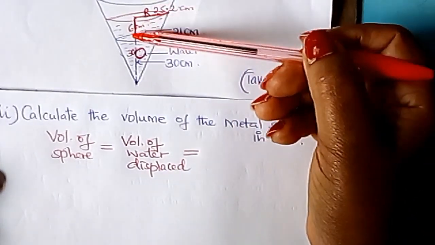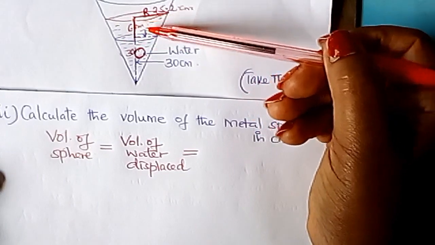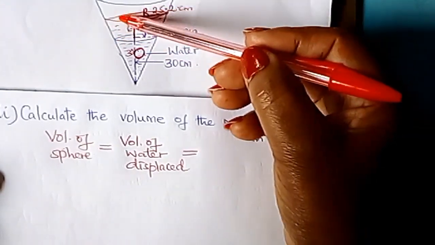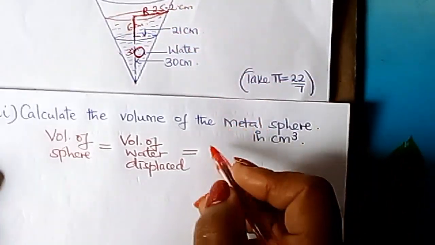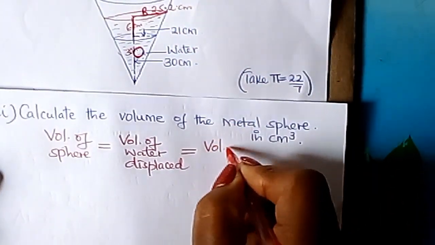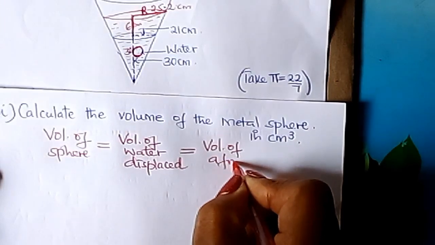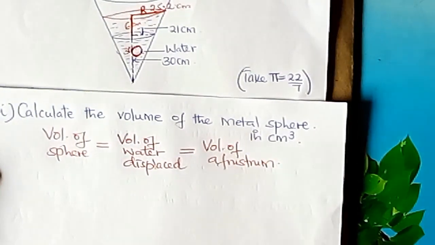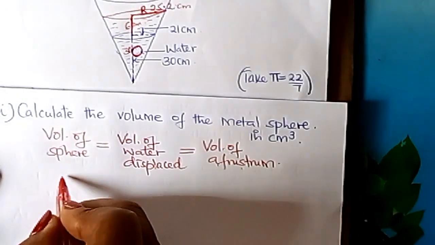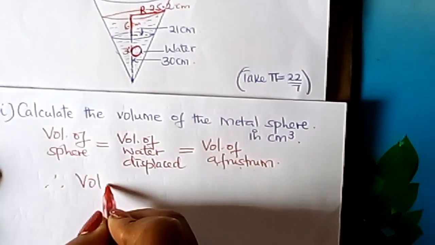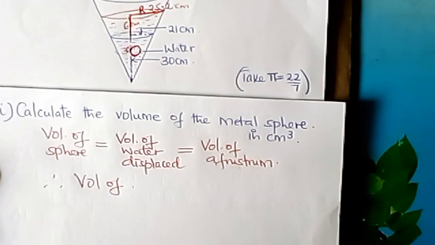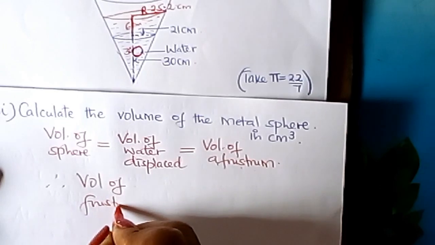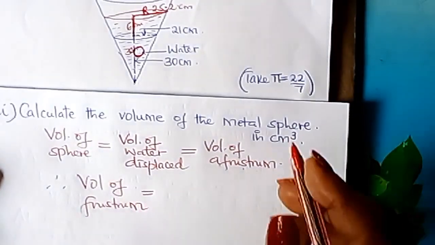This water here, Lana, takes the shape of a frustrum. Look at it. This is a frustrum. And therefore it is equal to the volume of a frustrum. The volume of the sphere is equal to the volume of the water displaced, which is equal to the volume of a frustrum. Therefore, Lana, how do you find the volume of a frustrum, which would give us the volume of the sphere? So the volume of the frustrum, Lana, is got by what?